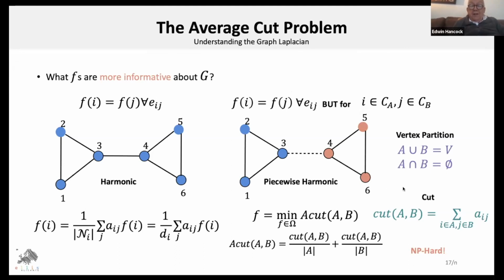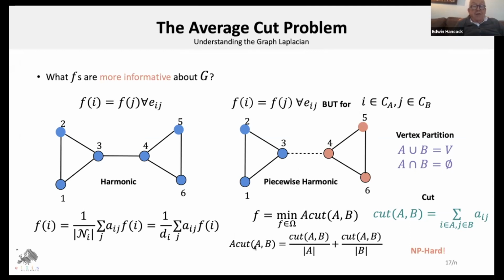So the cut, defined in terms of these two disjoint sets A and B, which divide the nodes of the graph, as I said, into two disjoint sets, is just given by the sum over nodes i in A and nodes j in B of the edge weights on those connecting edges. And so when I've defined the cut in this way, what I can attempt to do is to find a function f that minimizes the average cut between the sets A and B.